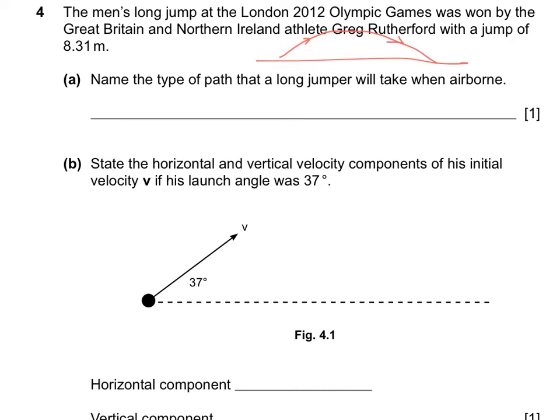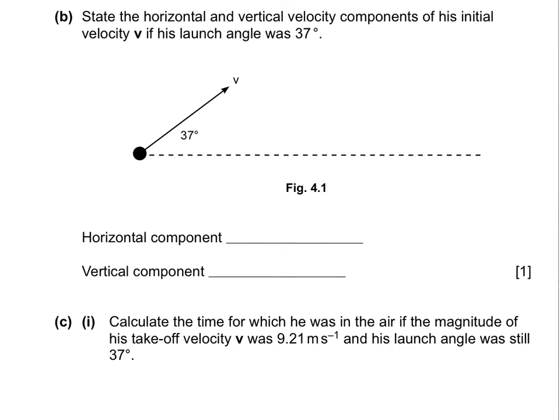So this path that you take when you're in the air has a mathematical name, and it's a parabola. It's a parabolic path. State the horizontal and vertical velocity components of his initial velocity v if his launch angle was 37 degrees. So this is just finding components of v.